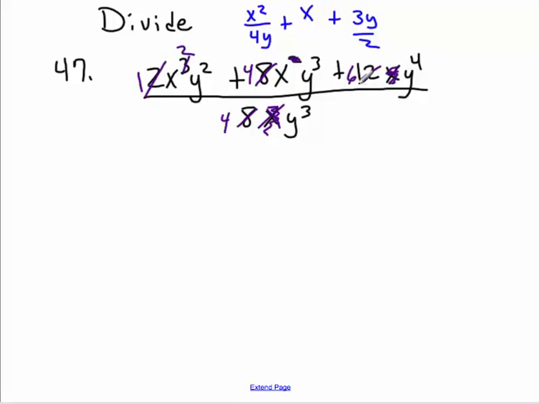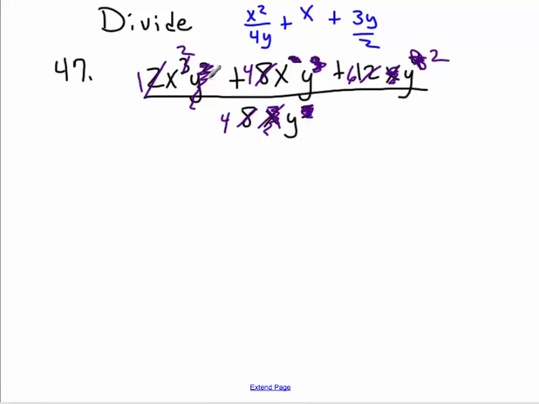What about the y? The smallest y is y squared, so we can cancel that out. If we take y squared away from y cubed, it's just going to leave 1y, or y to the first power. Take away y squared from y to the fourth, it's just going to leave y squared. Y squared from y to the third is just going to equal y to the 1, or y.